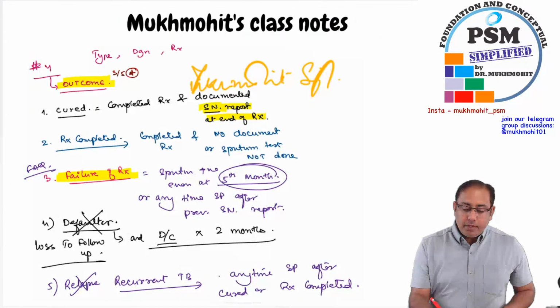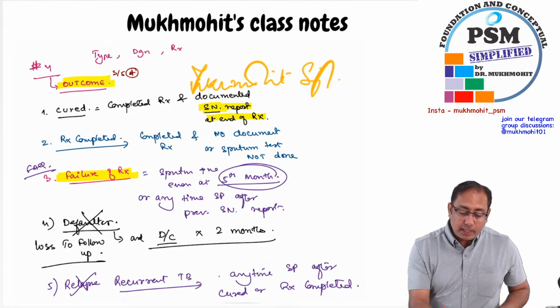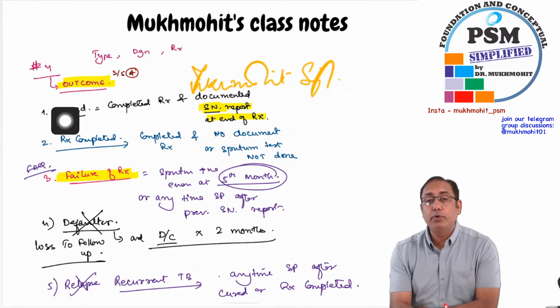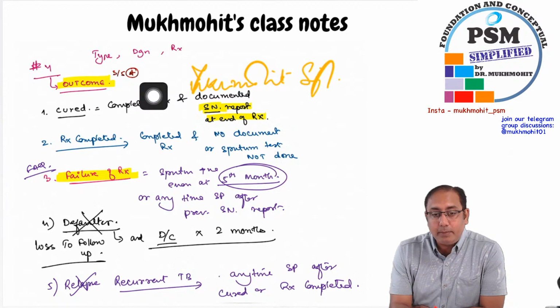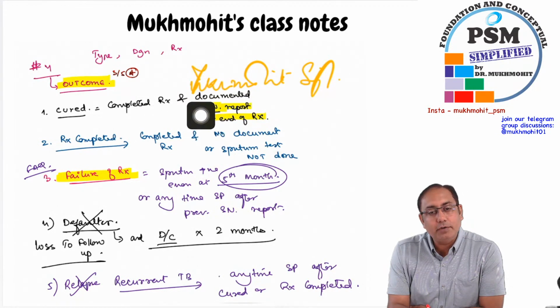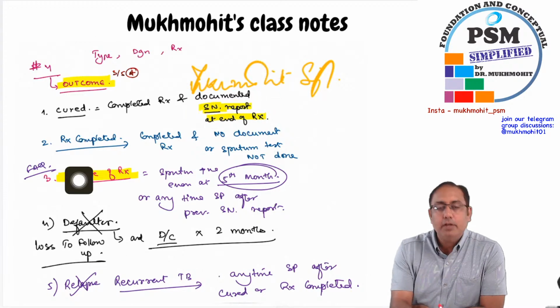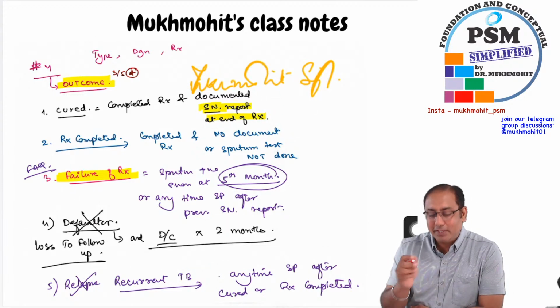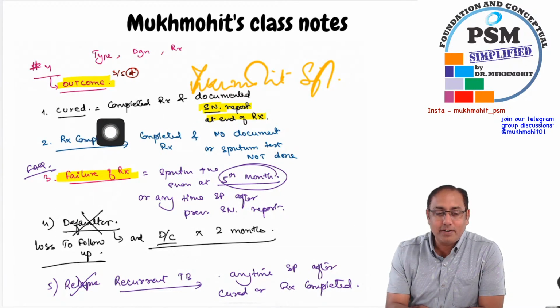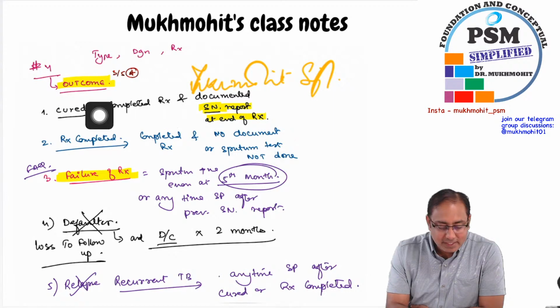Please note that we can have different types of outcomes. We can have something called TB treatment cured. When do we say cured? When the patient has completed treatment and there is documentation of a sputum negative report at the end of treatment. This is a direct screenshot from my classes, the things which I write during my classes, so that's why it's in different handwriting. So just take it easy.